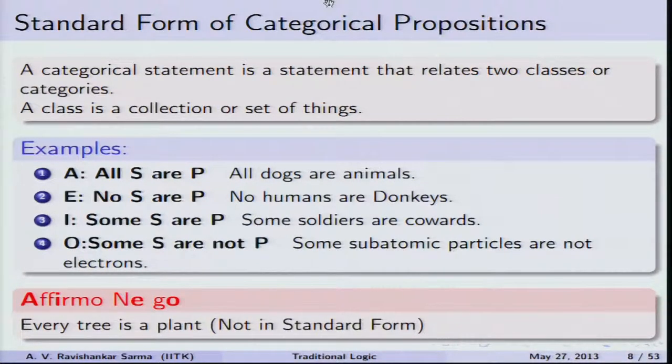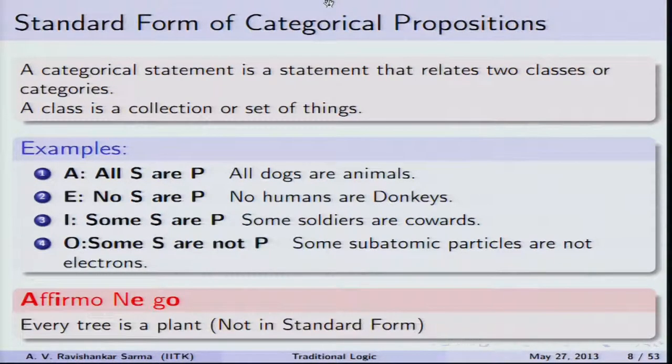So for Aristotelian syllogistic logic, the basic units are terms, and terms combine to form categorical propositions. So what is a categorical proposition, or a statement? A categorical statement is a statement that relates two classes or categories. For example, if you say all men are mortal, men and mortal are two categories. This categorical statement relates the class of men and the class of mortal beings. This is the modern notation which we are using. A class, or a set, is a collection of things.